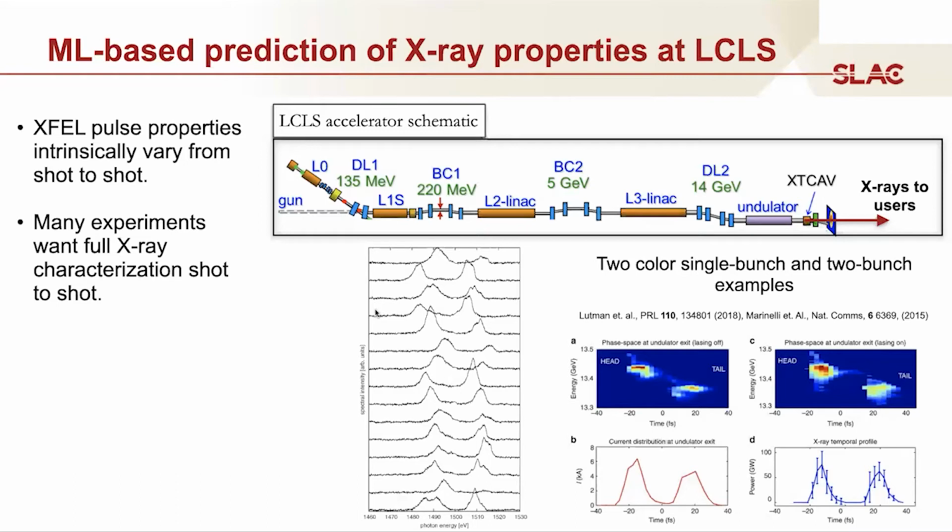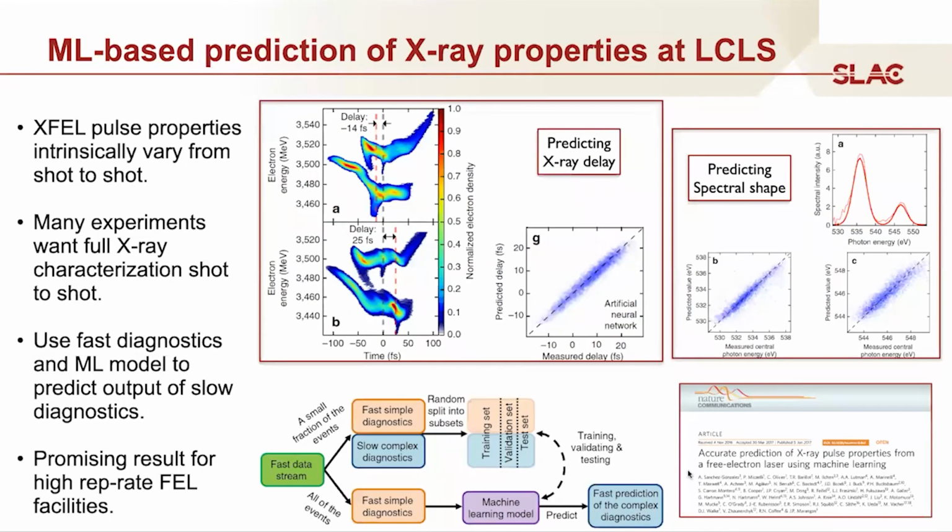And so what Alvaro Sanchez-Gonzalez and others, a group from Imperial College, decided to do was to use fast diagnostics and a machine learning model to predict the output of slow diagnostics. And this is the kind of virtual diagnostic which allows you to fill in the gaps of the information that you don't get from, say, a transverse deflecting cavity or a spectrometer. And what they were able to do is they took two properties, in this case, which are very important for pump-probe experiments, which are the X-ray delay and the spectral shape.